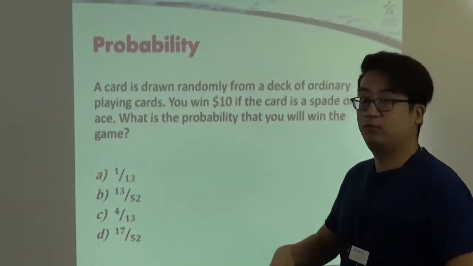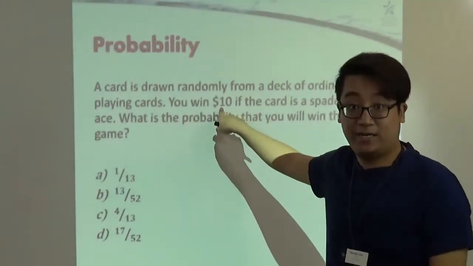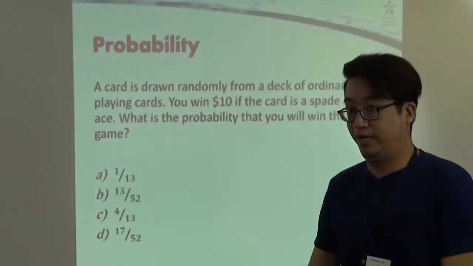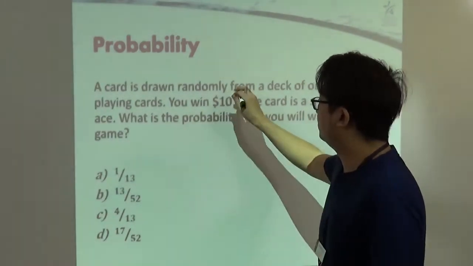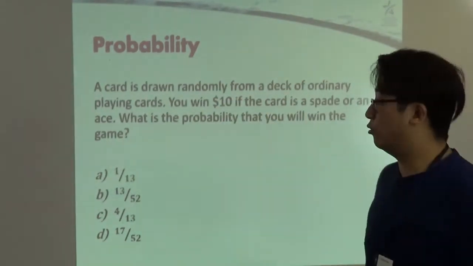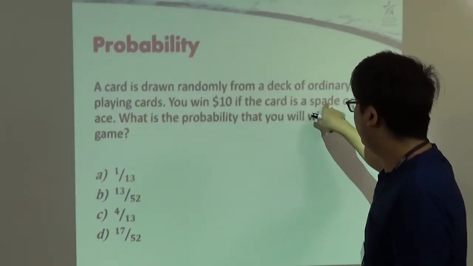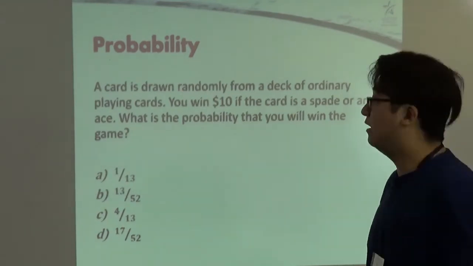So, first up we want to see what is considered extra information. The extra information is the $10 here, because the question is asking, they don't care how much money you're winning. They're saying, what are your chances of winning, right? So right away we just get rid of the $10. We just ignore that. Now, they're saying you'll win the game if the card is a spade or an ace. So this is knowing a little bit about a deck of cards.